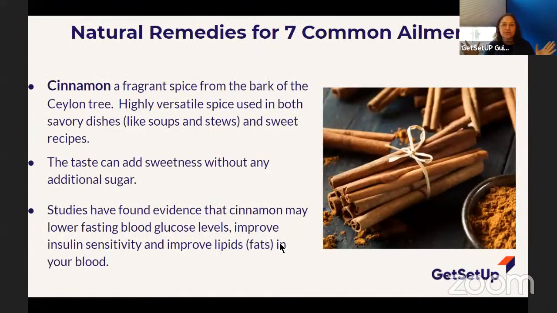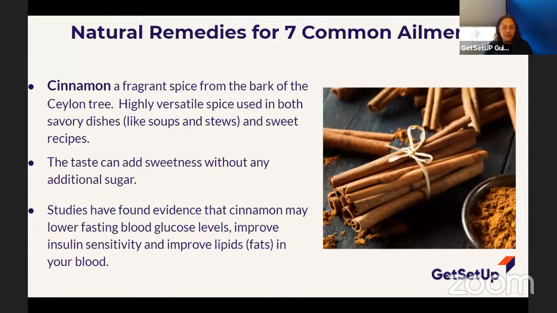So what's the best way to support yourself if you'd like to try this naturally? Cinnamon. Cinnamon is a fragrant spice. It actually comes from the Ceylon tree; it's the bark from the Ceylon tree. So you get a really good, pure organic cinnamon. That's amazing. Make sure you read your labels. All spices are not made equally, so you want to get the cinnamon that is the most natural and organic.